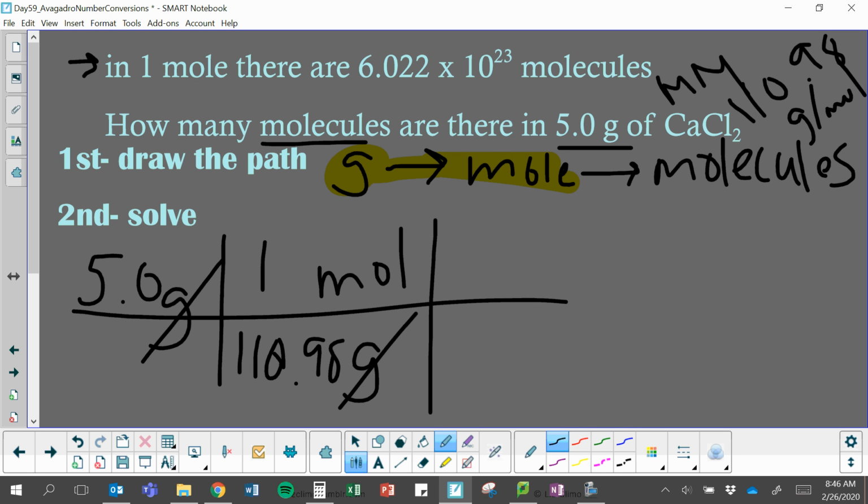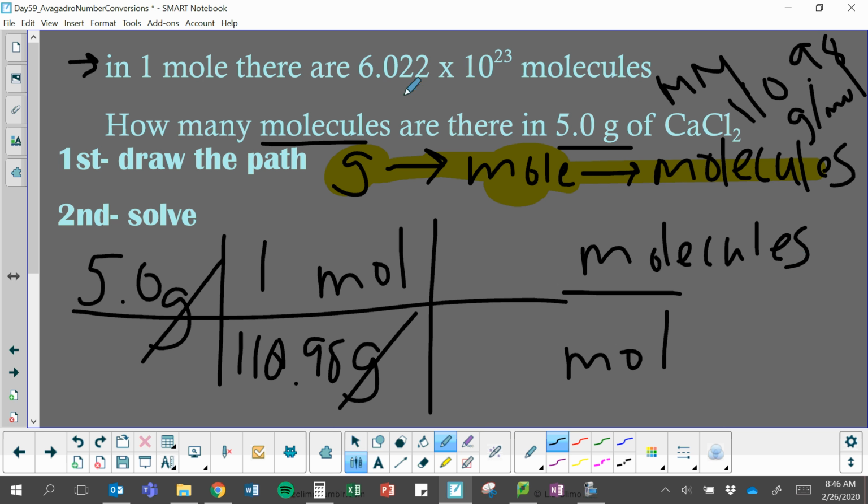So now we can go ahead and do our next step where we're taking our moles and we're converting it into molecules. So we want our moles to cancel, so now we need to put moles on the bottom. And what's nice when we're going from moles to molecules is that the conversion factor is the same every single time. It's always going to be the 6.022. It doesn't change like our molar mass does based on the compound. So we know in 1 mole, there's 6.022 times 10 to the 23rd molecules. So that number is going to go here. So now our moles can cancel and we're left with molecules.